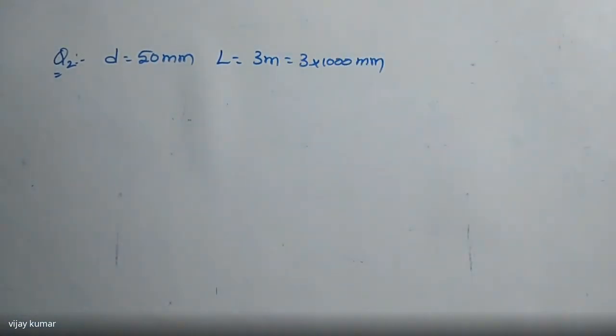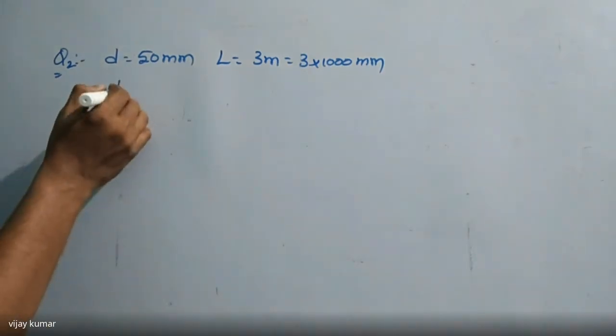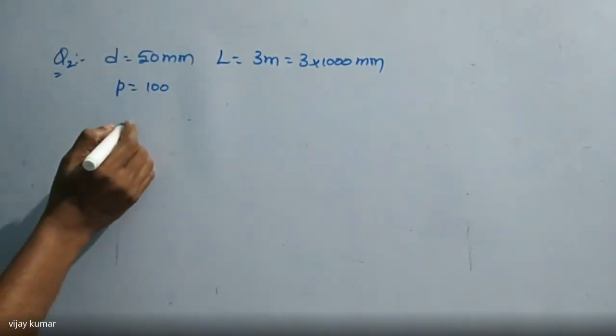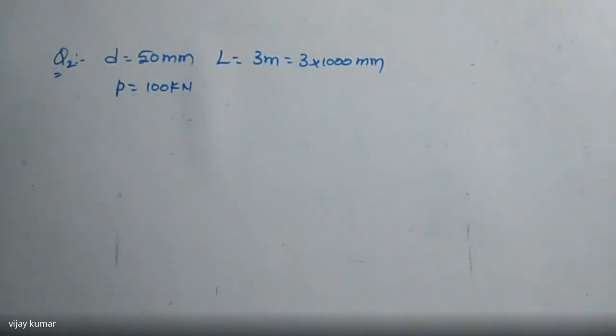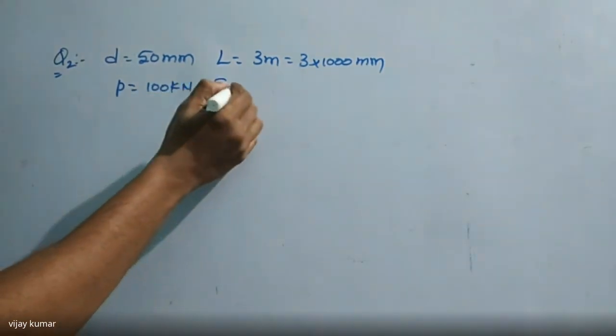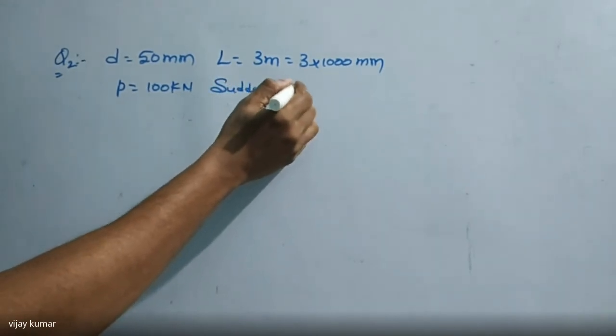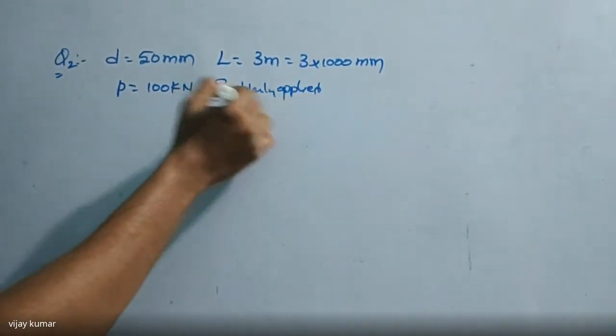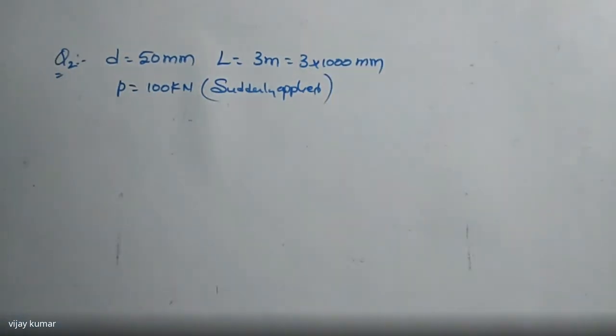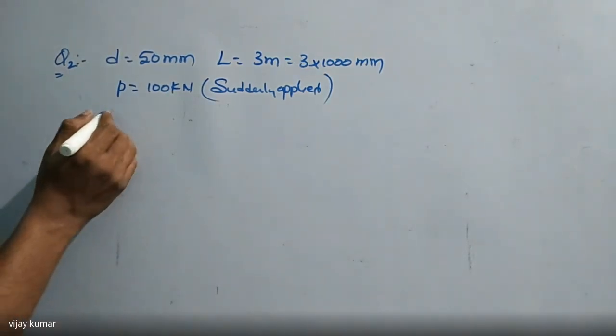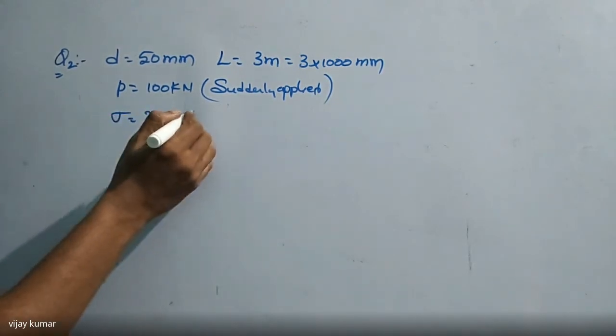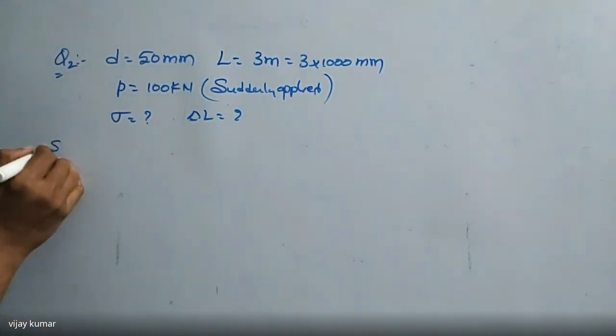Okay. Find the maximum instantaneous stress induced when a pull of 100 kilonewtons is suddenly applied. So P is equal to 100 kilonewtons. Find the instantaneous elongation also. So here we are going to find the stress value and the elongation value. So how to find these two values?